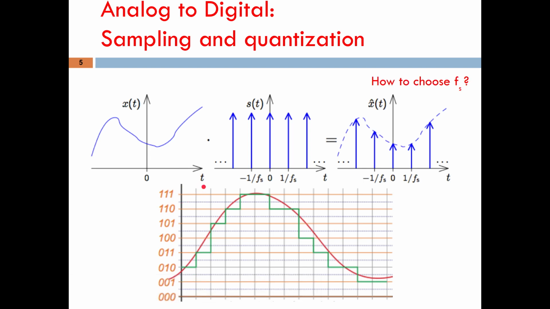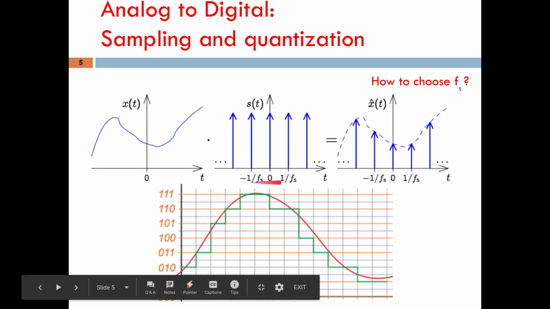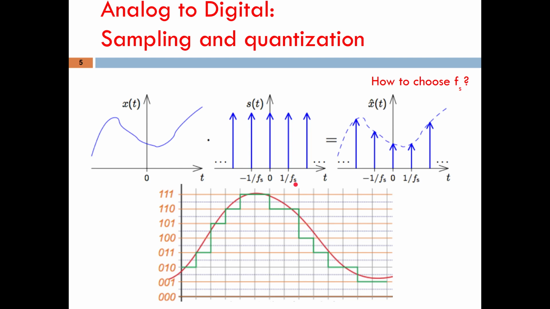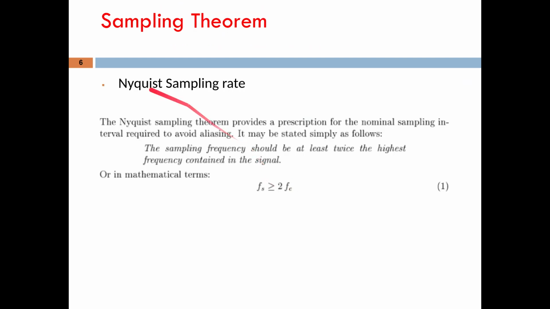Now we should ask the question, how do we choose Fs, that is the sampling frequency of the impulse train. Fs is called sampling frequency. And that's given by the sampling theorem, which simply states that the sampling frequency should be at least twice the highest frequency contained within the signal.